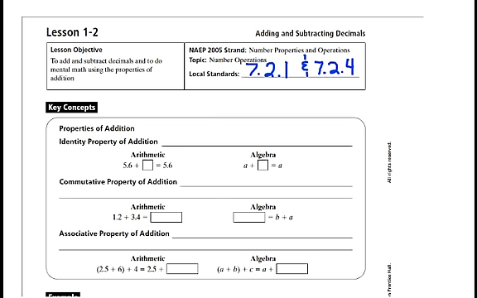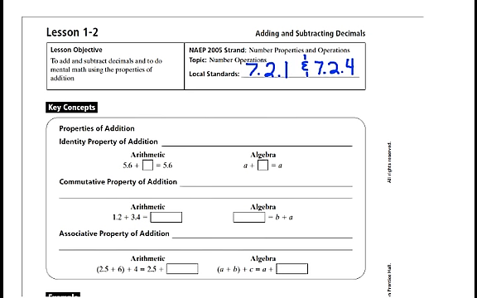Today's lesson is adding and subtracting decimals. Our Indiana Academic Standard is 7.2.1, and we have a second standard of 7.2.4. 7.2.1 states solve addition, subtraction, multiplication, and division problems that use integers, fractions, decimals, and the combination of the four operations. We're focusing on decimals today.